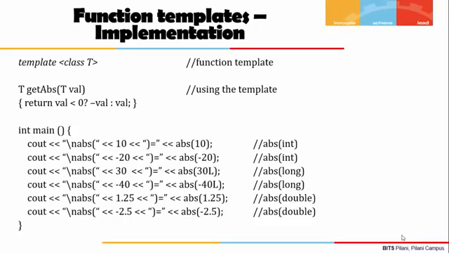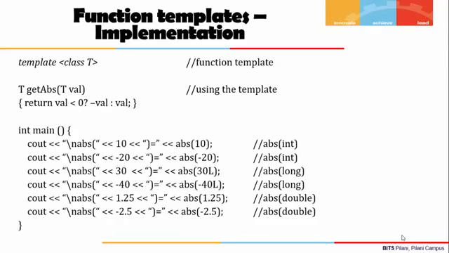The first line, starting with the keyword template and the function definition following, is called a function template. In this function template, the name is T, capital T. The template keyword signals the compiler that we are about to define a function template. The variable following the keyword class is called the template argument.